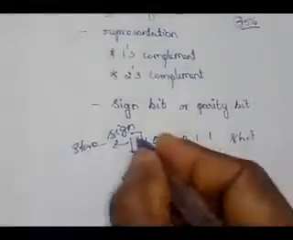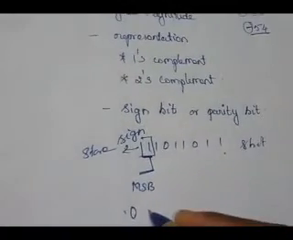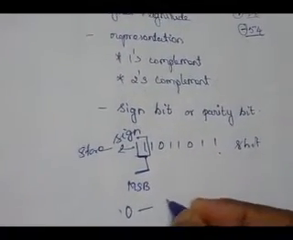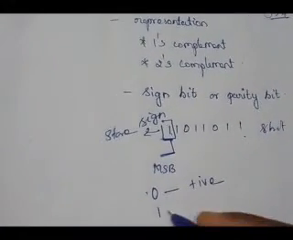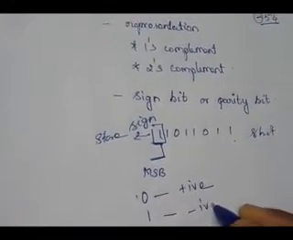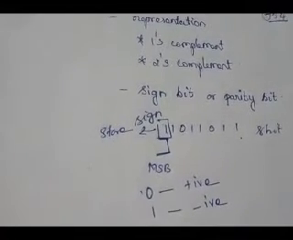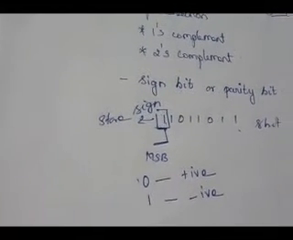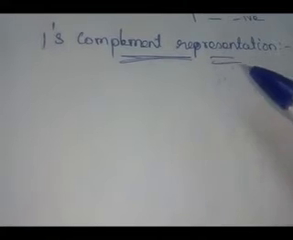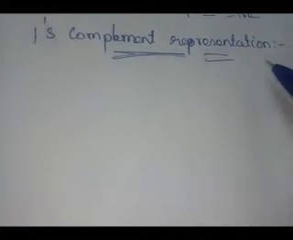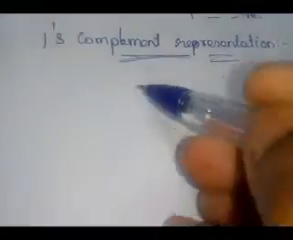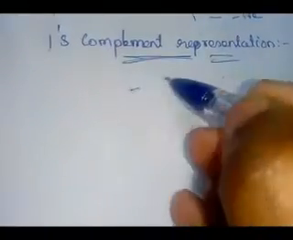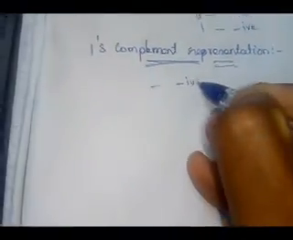If this leftmost bit is 0, that means it is positive. If this bit is 1, that means it is a negative number. This is the signed magnitude representation. The first representation is 1's complement representation. This is the simplest representation only. It is used only for negative numbers.